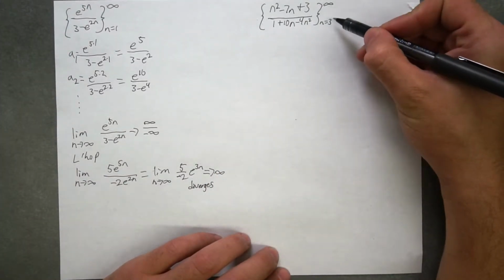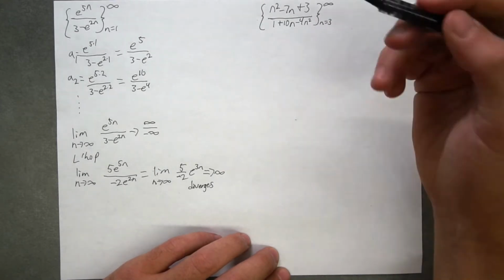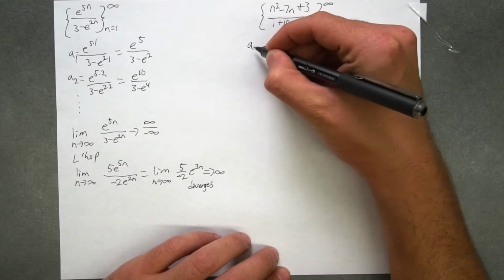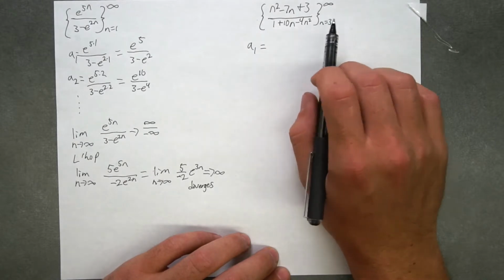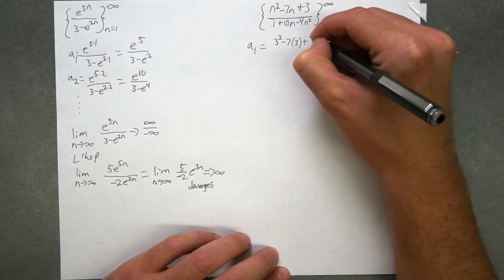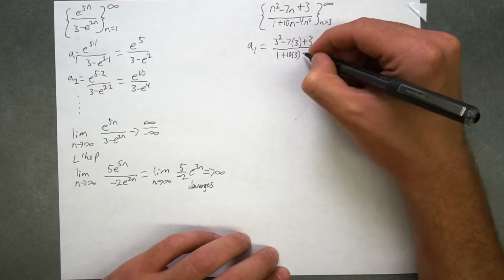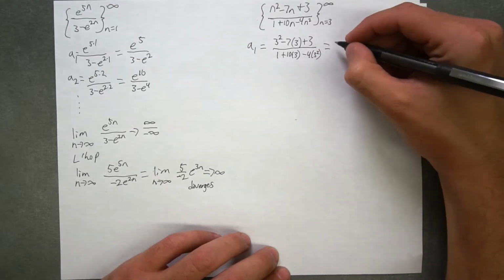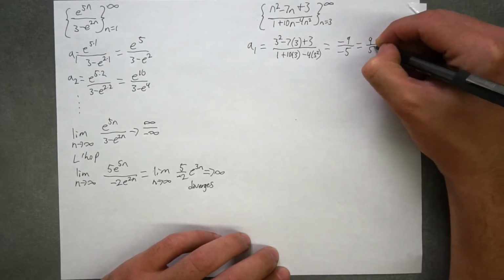This other sequence that we have over here is a polynomial over another polynomial. So similarly, if you wanted to write out the first few terms of the sequence, such as a1, we would start where the sequence says to start, at n equals 3, and we'd have 3 squared minus 7 times 3 plus 3 over 1 plus 10 times 3 minus 4 times 3 squared. This is equal to negative 9 over negative 5, or 9/5.